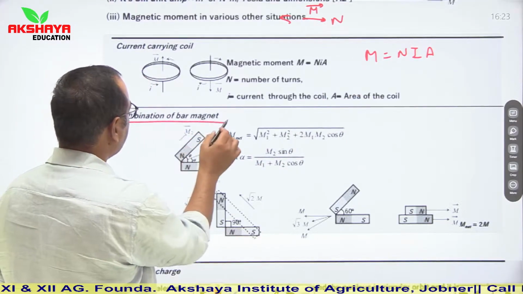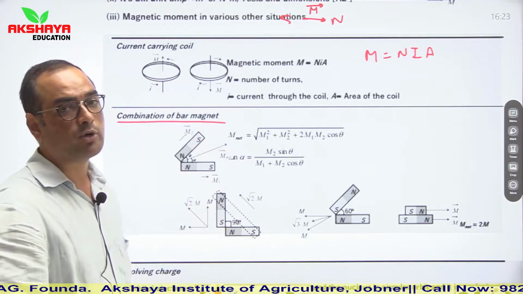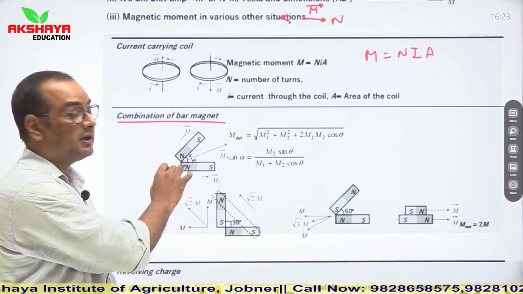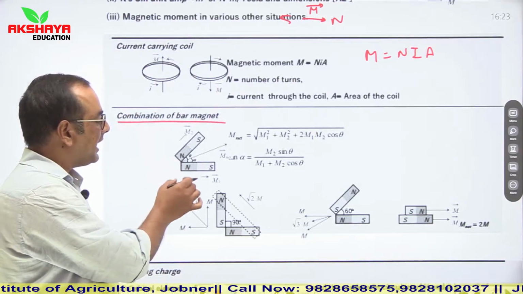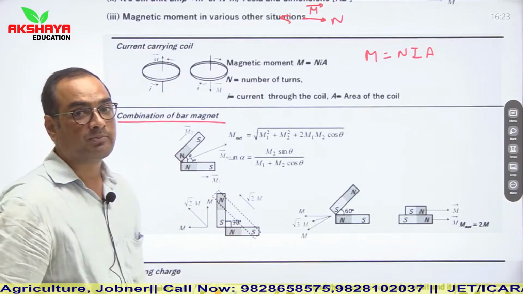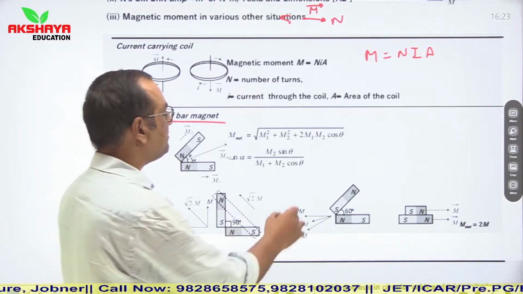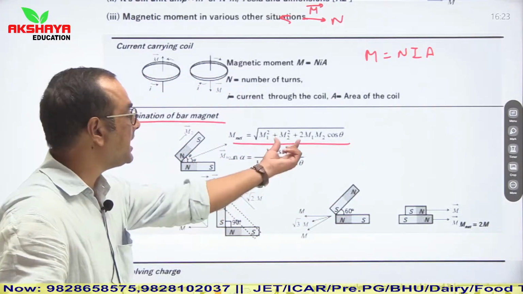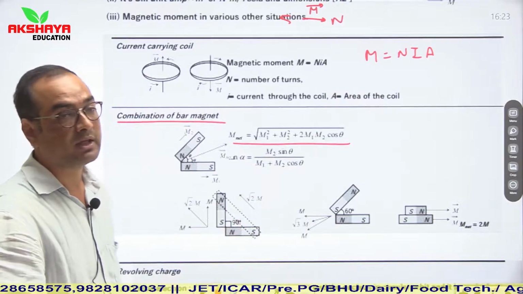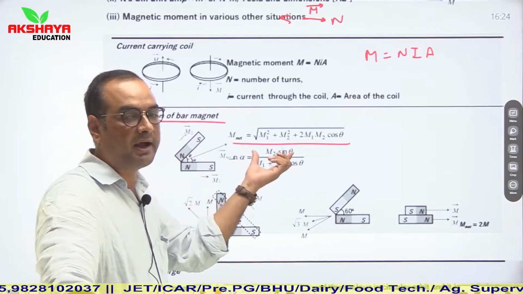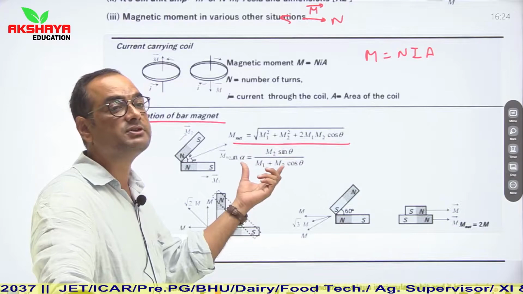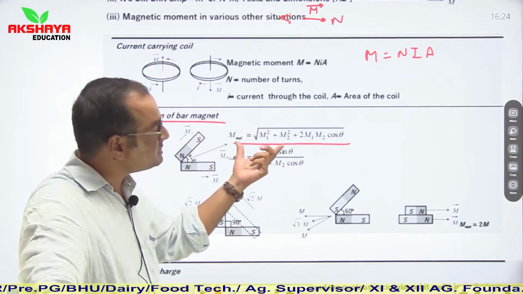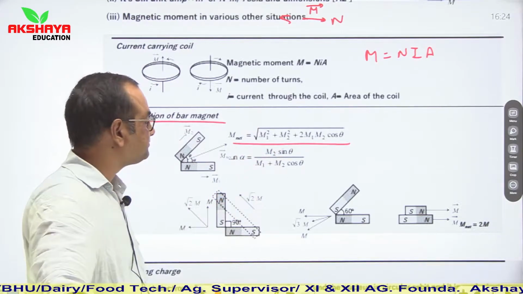Similarly, combination of bar magnets. Let us say that two magnets are inclined at any angle theta with each other, and their magnetic moments are M1 and M2. Then resultant magnetic moment can be given by this relation: M is equal to root of M1 square plus M2 square plus 2 M1 M2 cos theta. This is the general formula to find the resultant of any two vector quantities which are inclined at any angle theta. We have discussed this topic in detail in vectors.